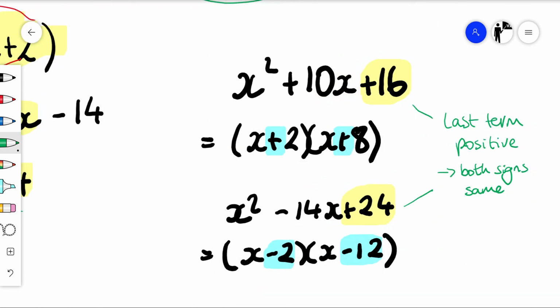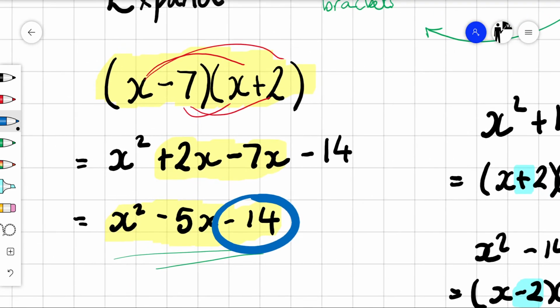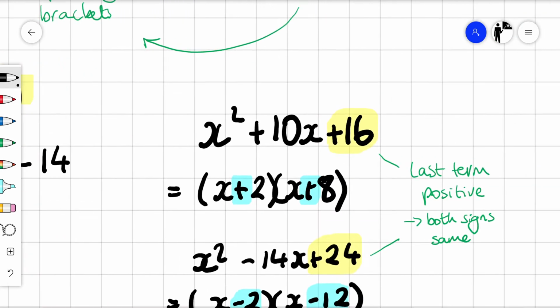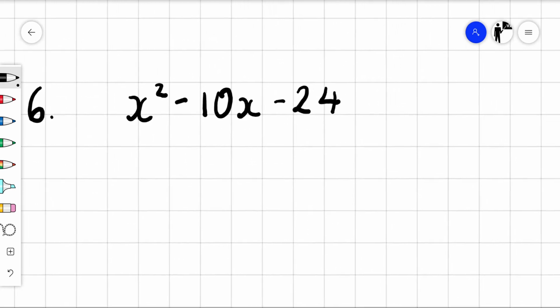But if we have a look at this example here, if I were to factorise this, notice that the last term isn't positive, it's negative. And if you look inside the bracket, notice that the signs are different. So if the last term is negative, it means the signs inside the bracket are different. We'll have a look at a few examples because it's just slightly altered from our previous strategy.